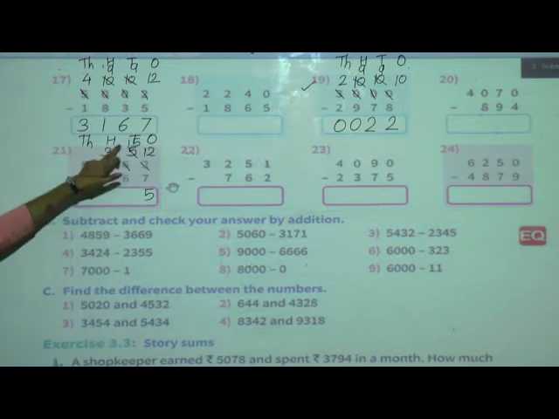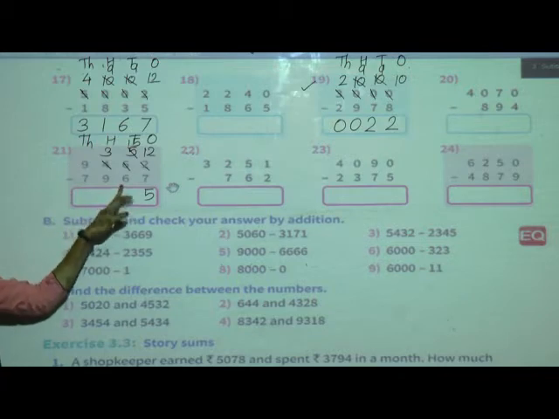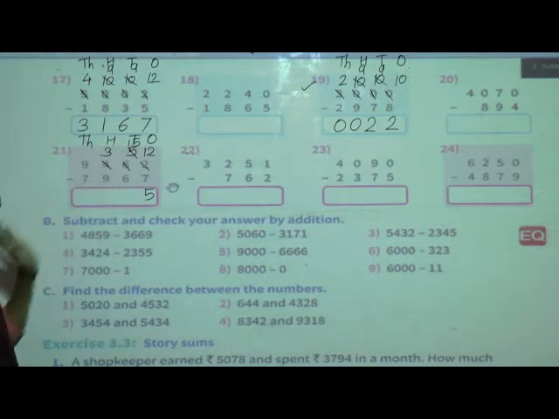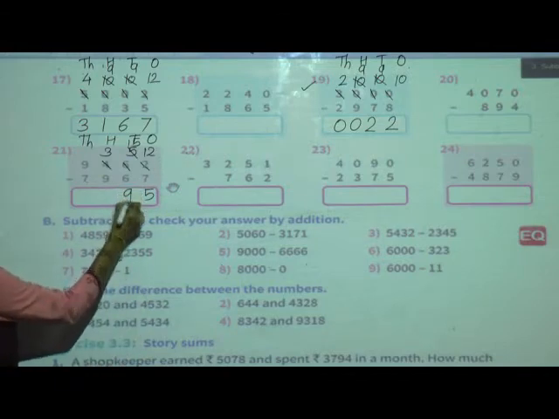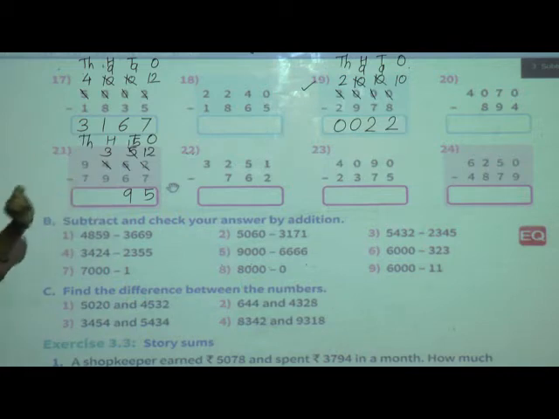Okay, now see the tens place. Here 15 is there and here 6 is there. Do the subtraction. 15 minus 6. After 6, count your fingers till 15. Yes, 9. So we'll write 9 at tens place. Then we'll go to the hundreds place.